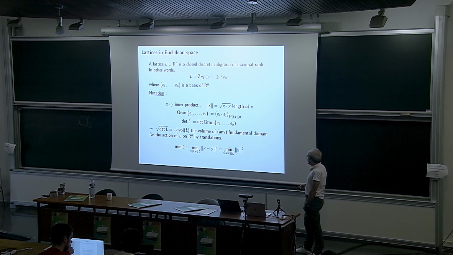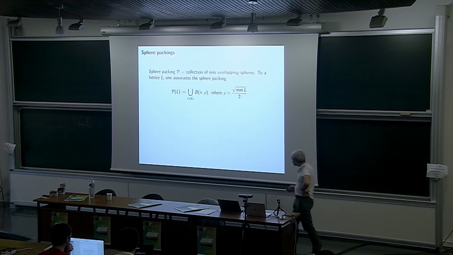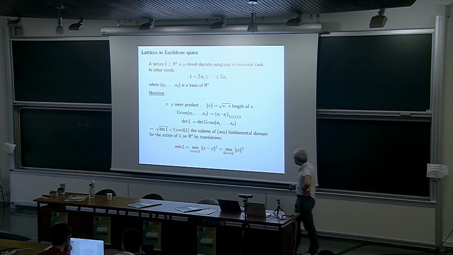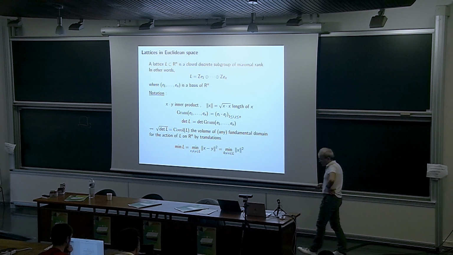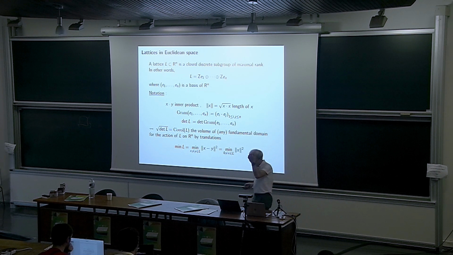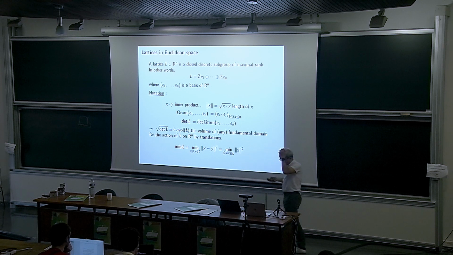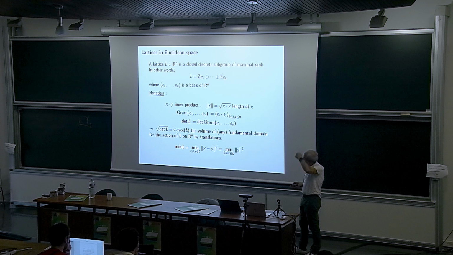An important notion is the minimum of a lattice, which is the minimal distance between pairwise distinct elements in the lattice. These two quantities, the minimum of L and the determinant of L, will appear in the next slide as a way to measure the density of the sphere packing associated to the lattice.